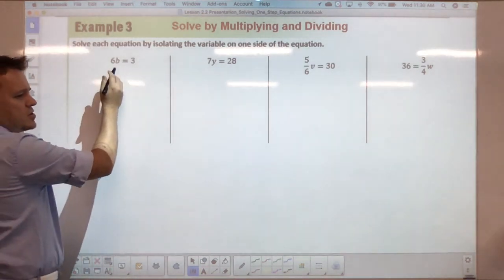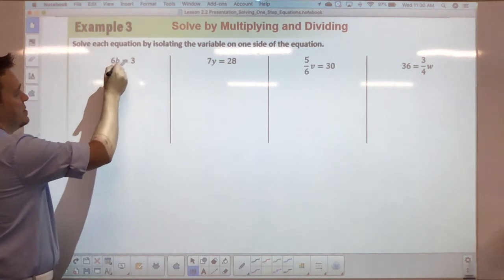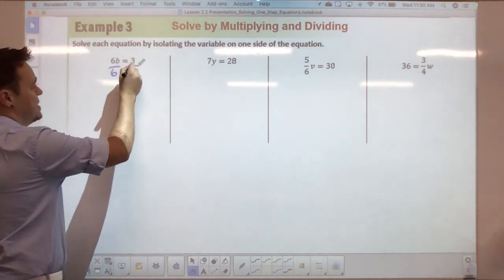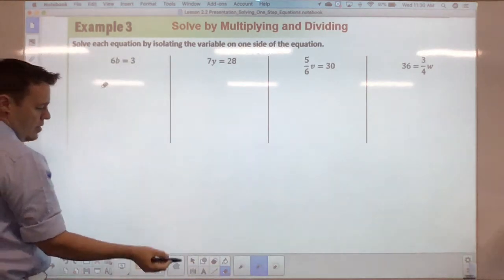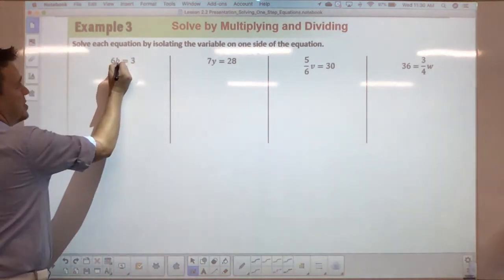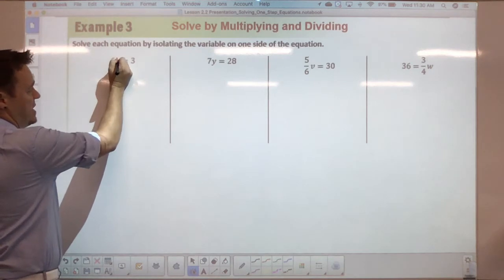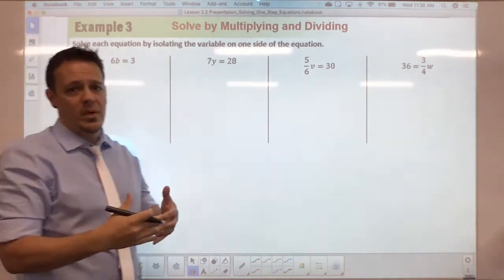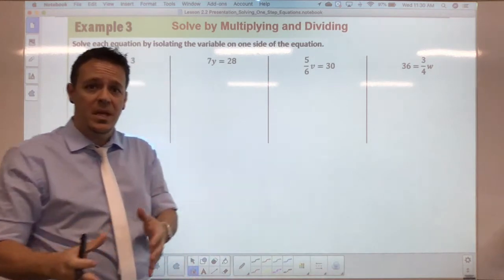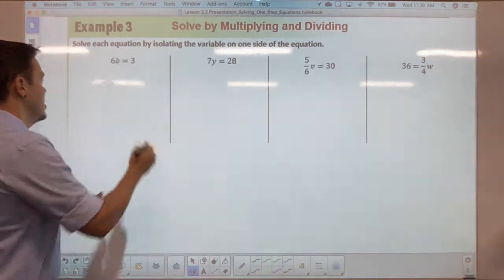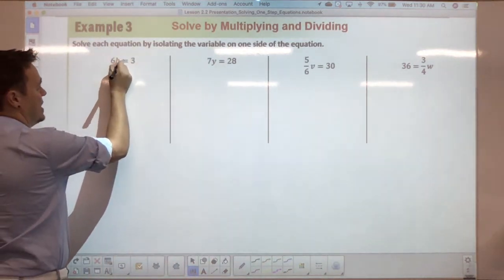All right, so this very first one, what we're going to do is we're going to divide both sides by 6, okay? Because what you have to understand is, you have a variable here by itself, 6b. You got to know what it is doing. Okay, it's 6 times b. So what's the opposite of multiplication? It would be division.